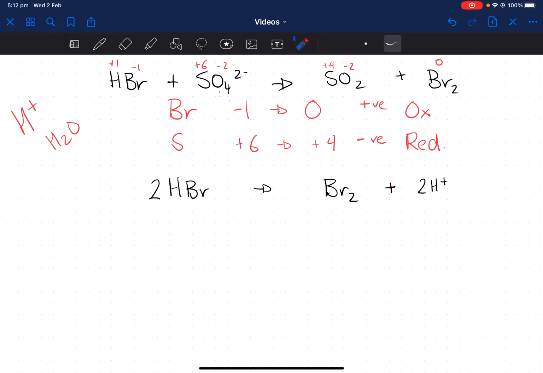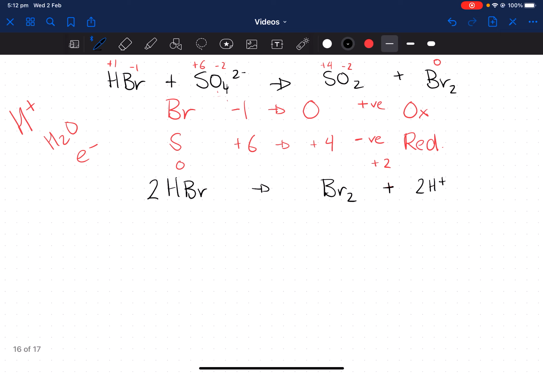So we need to add something else into this that's going to counteract that charge. In this case, we've got a positive charge, so we are going to be adding negative electrons to the side that is more positive to balance it out. So if we have a quick look, on this side the charge is 0, and on this side the charge is +2. So we are going to need to add enough electrons to change that +2 to a 0, which means that we need to add 2 electrons.